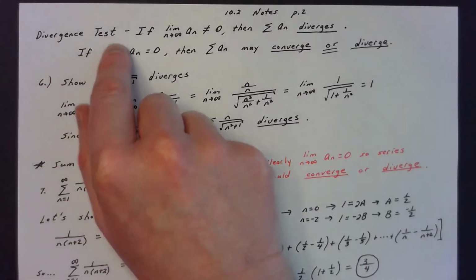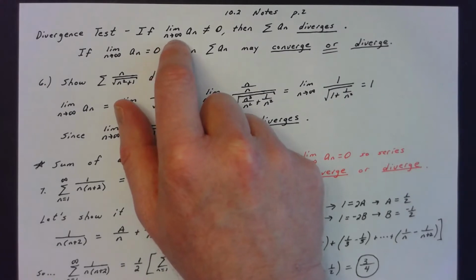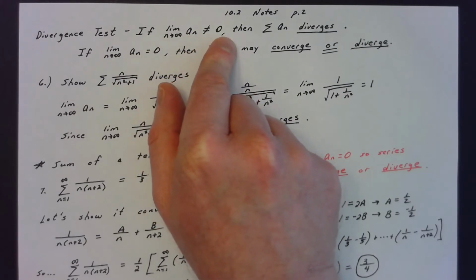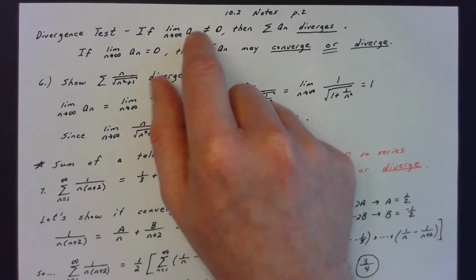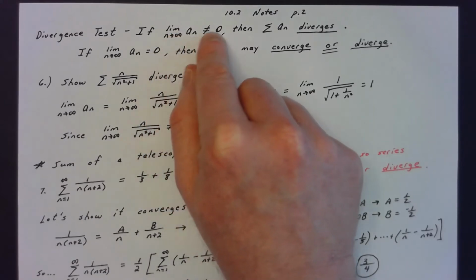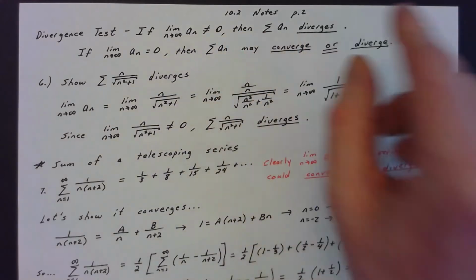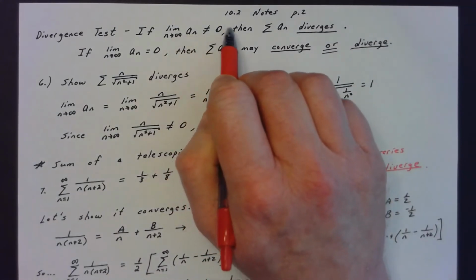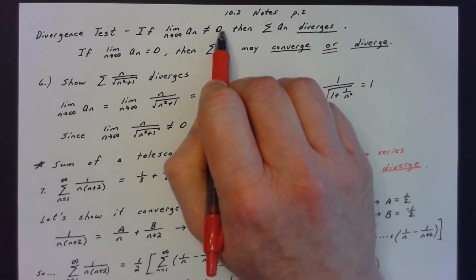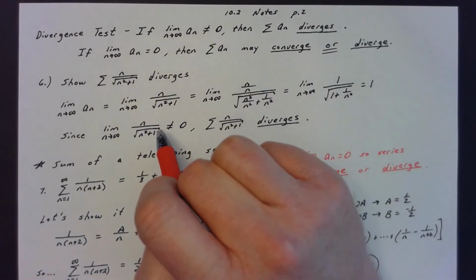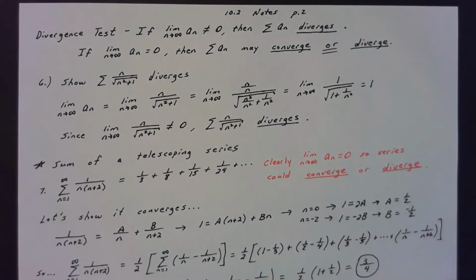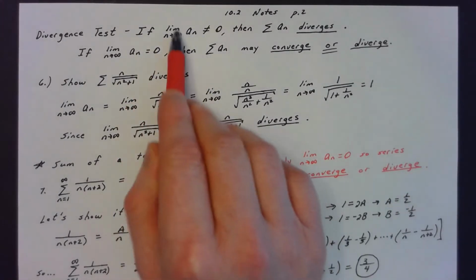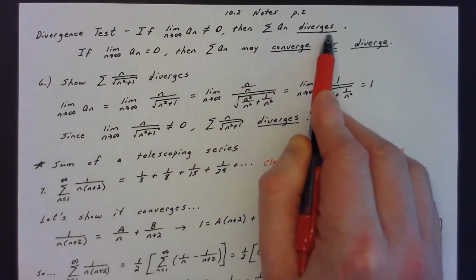Okay, so the divergence test is just saying that the limit as n approaches infinity of the general term inside your series cannot equal 0. I should say, if the general term does not equal 0, then the series diverges. Make sure that makes sense to you. If it's not equal to 0, then you're adding an infinite number of non-zero terms. Clearly that's going to diverge. You can't add infinitely many non-zero terms. So if that limit as n approaches infinity of the general term is not 0, then your series will diverge.